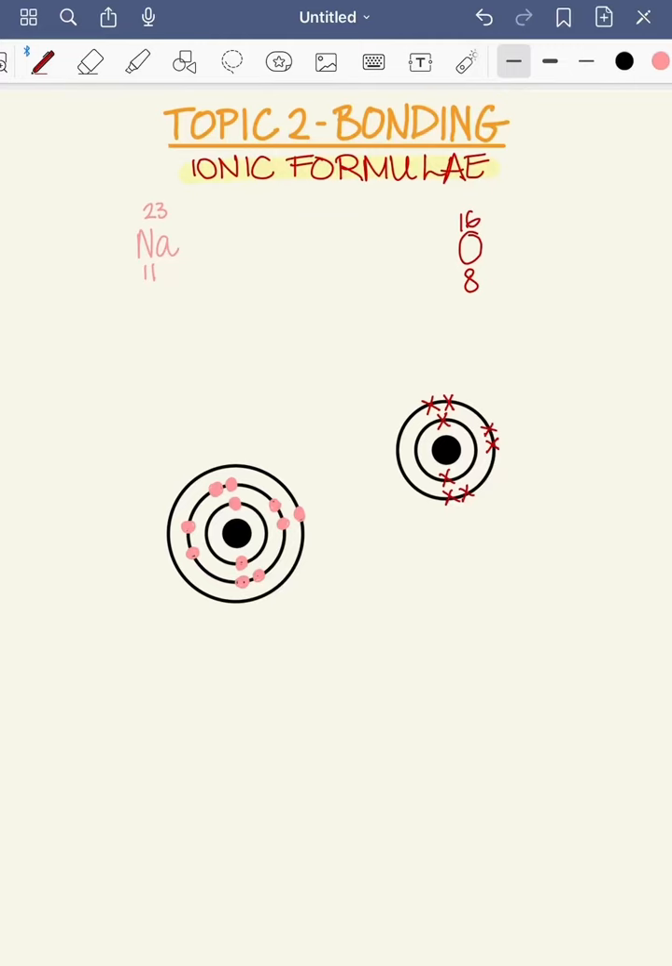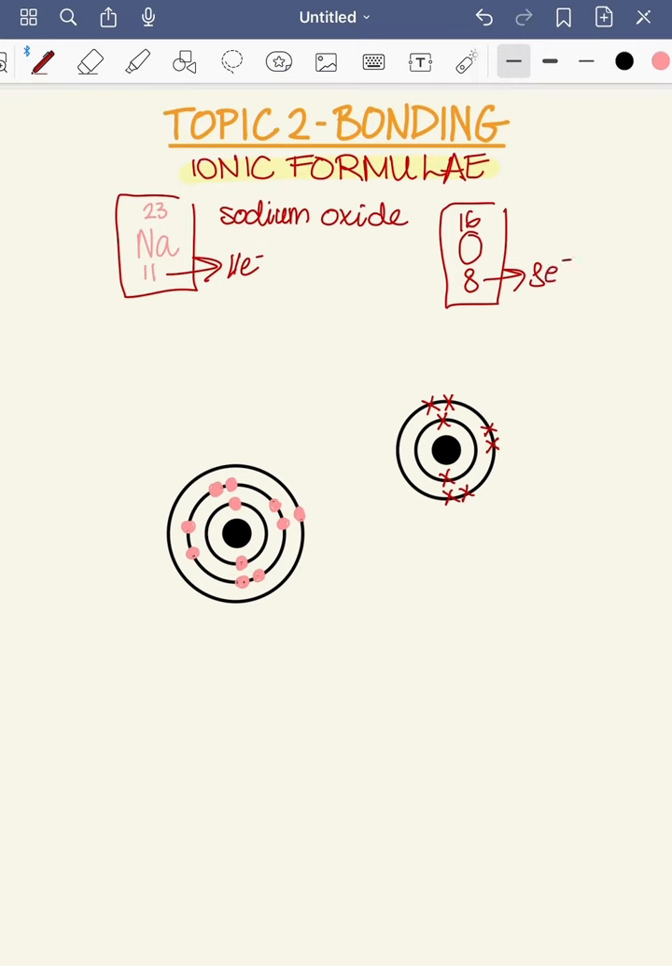Another example of working out ionic formulae. This time we're going to have a look at working out the ionic formula of sodium oxide. So sodium oxide, and I have my sodium here and my oxygen here, and I've got the atoms right below as well. Sodium has 11 electrons and oxygen has 8 electrons, and I filled them in right below, and so both of them are unstable because they have incomplete outer shells.